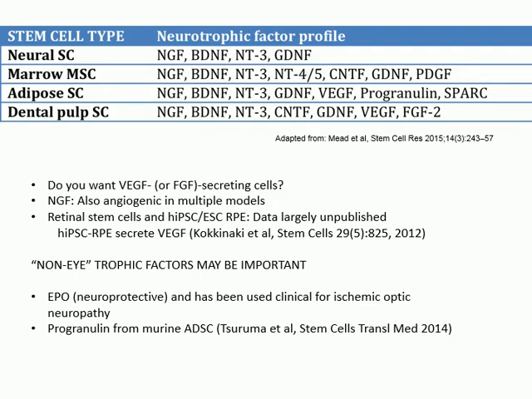So in looking at the neurotrophic factor profile for cells that have been used for AMD or are likely to be used in the eye, there are some common growth factors that you see secreted. NGF, BDNF, and NT3 seem to be commonly secreted by these cells. But interestingly, VEGF and FGF2, both angiogenic, are secreted by some of these populations as well.